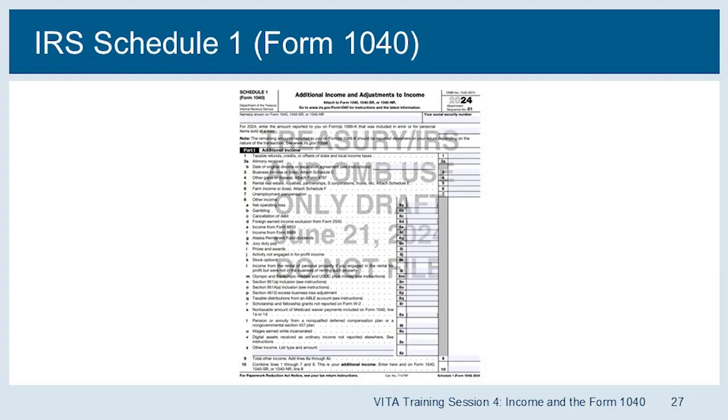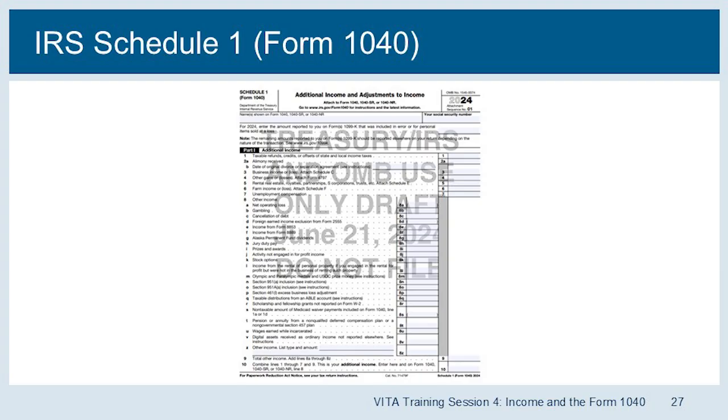For court-ordered alimony payments. Again, this must be court-ordered and does not include any child support payments received. Enter the date of the original divorce or separation agreement on line 2B. For more information, refer to the 1040 instructions. Line 3, business income or losses, is to report net income from businesses.